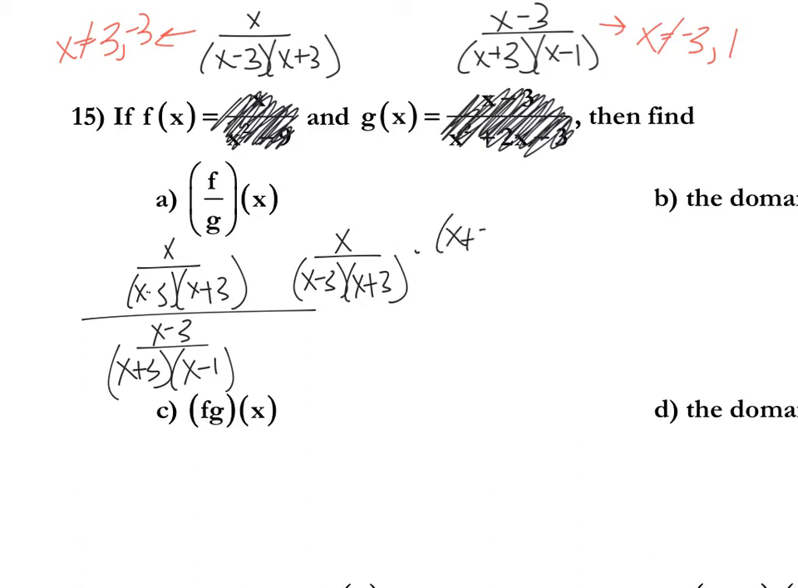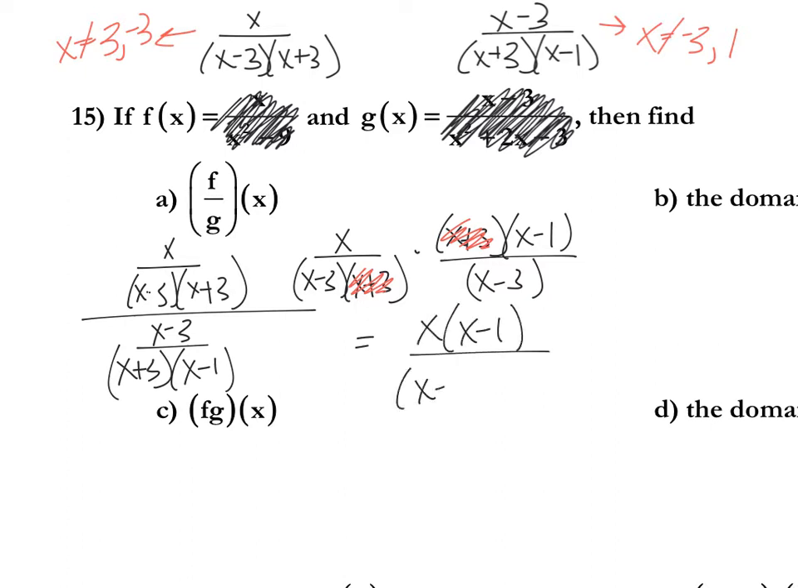So we have x plus 3 coming up on the top and x minus 1 on the top and x minus 3 on the bottom. So we're flipping and we're multiplying. Okay, so you do notice that there is something here that cancels. The x plus 3's are gone. So this whole thing simplifies to x times x minus 1 over x minus 3, x minus 3.